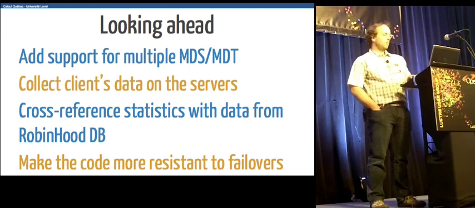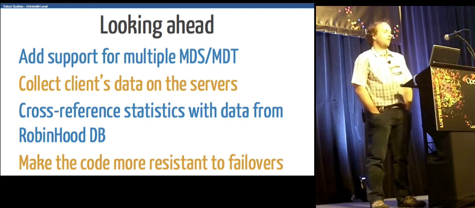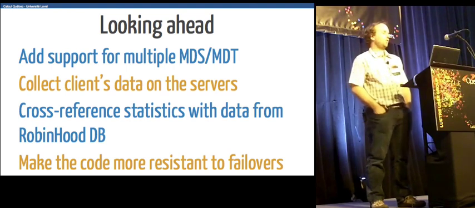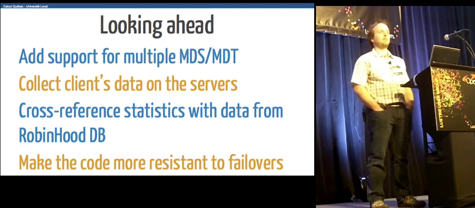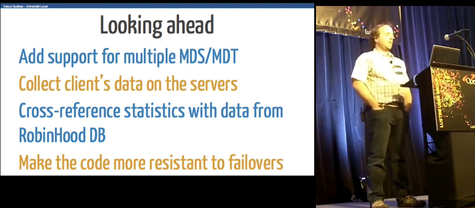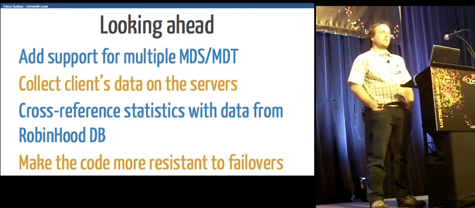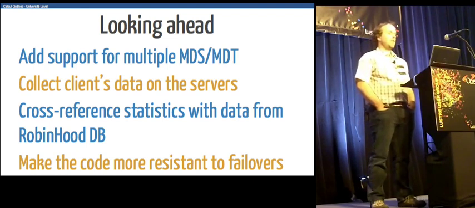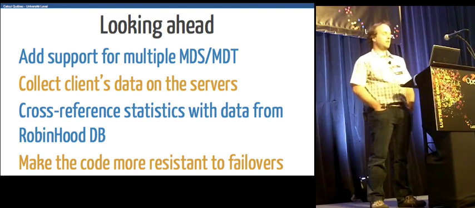The next couple of steps we want to take are monitoring the data on the client and on the servers. As I said earlier, it's a bit of an issue for us because it will make mapping with the scheduler data a bit harder. And we'd like to cross-reference our existing stats that we've got in Splunk with the stats that we've got in the Robinhood database. So that's a future project.